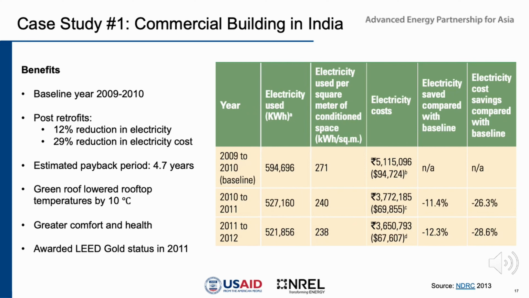And other important savings are noted from the green roof that was installed. Temperatures on the top floor of the building declined by 10 degrees Celsius or more. This resulted in not only energy savings, as noted above, but much greater comfort for the inhabitants of the building. This was a clear comfort and health impact. It should also be noted that this energy efficiency retrofit was awarded LEED Gold status in the year 2011.